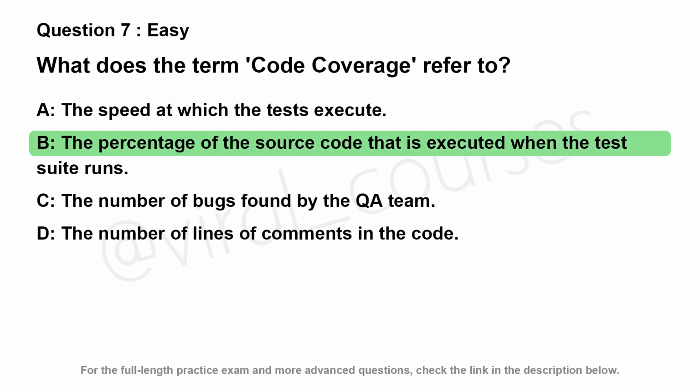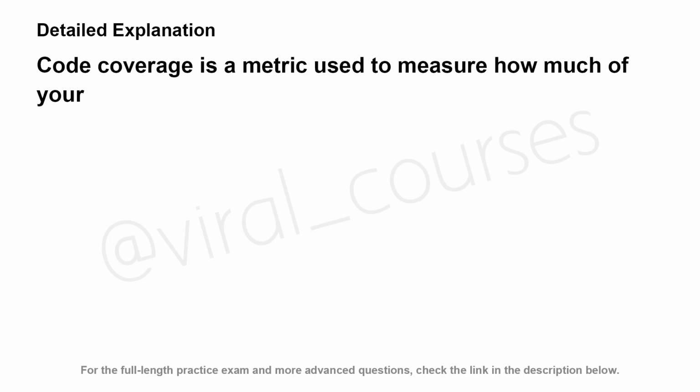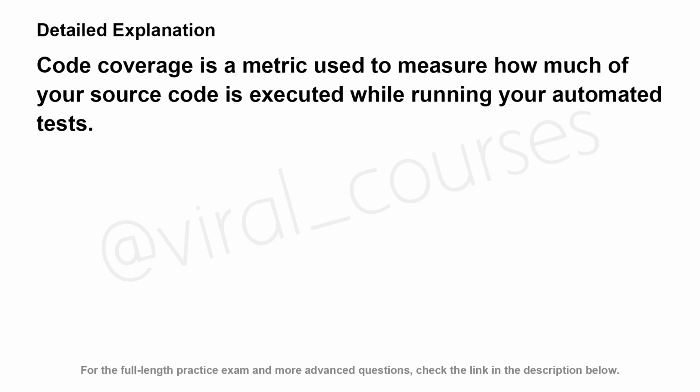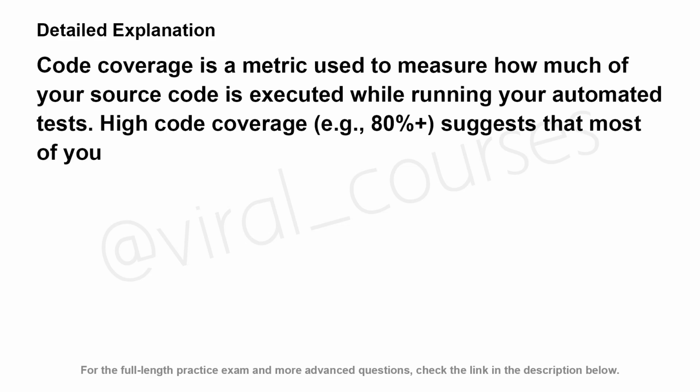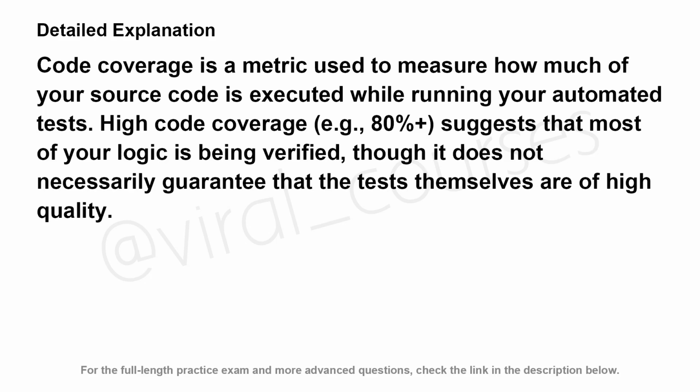The correct answer is B. Code coverage is a metric used to measure how much of your source code is executed while running your automated tests. High code coverage, e.g., 80% plus, suggests that most of your logic is being verified, though it does not necessarily guarantee that the tests themselves are of high quality.